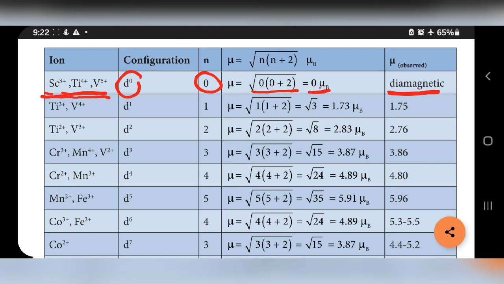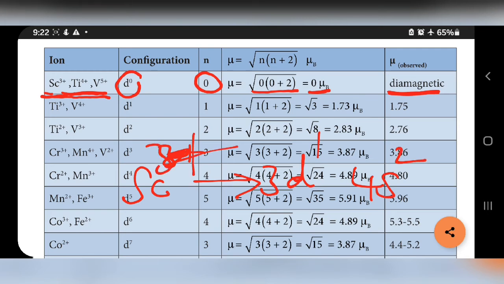Why do scandium 3 plus, titanium 4 plus and vanadium 5 plus all have a d0 configuration? If you know the electronic configuration, we can easily understand. For scandium the electronic configuration is 3d1 4s2. For scandium 3 plus we have to remove 3 electrons: 2 electrons are removed from the 4s orbital and 1 electron from the 3d orbital. So for scandium 3 plus the electronic configuration is d0.